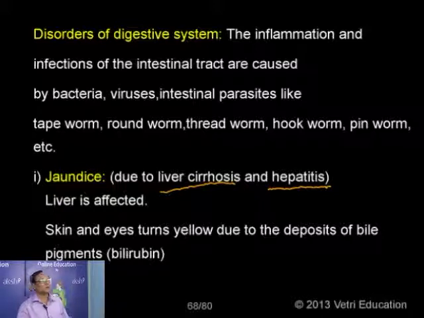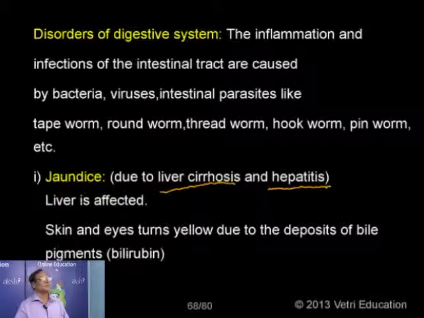The glandular cells of the liver have been modified as fibrous tissues so that the liver loses its ability to secrete the bile. What is the reason for liver cirrhosis? It is also called fatty liver syndrome. So it is very common in a person who is consuming alcohol for a long period.